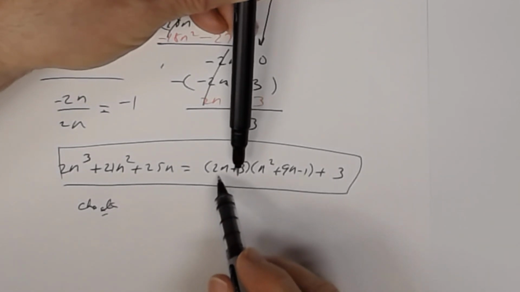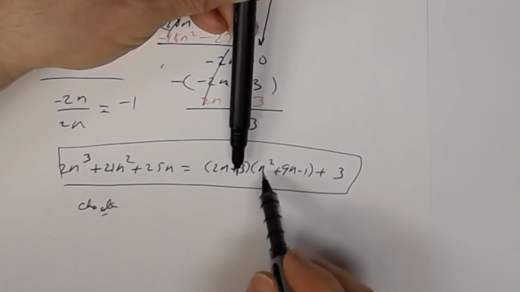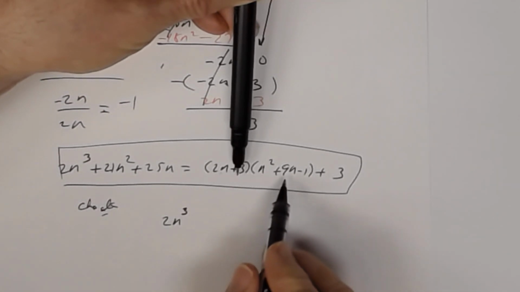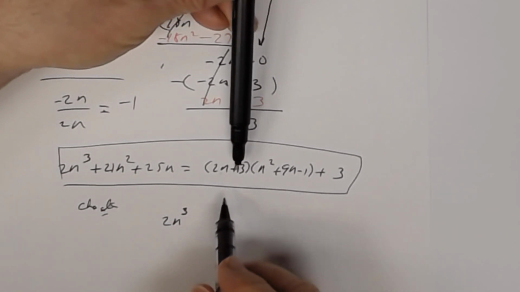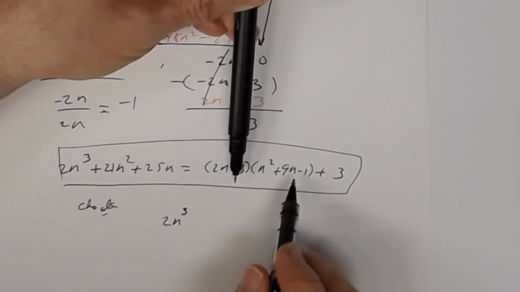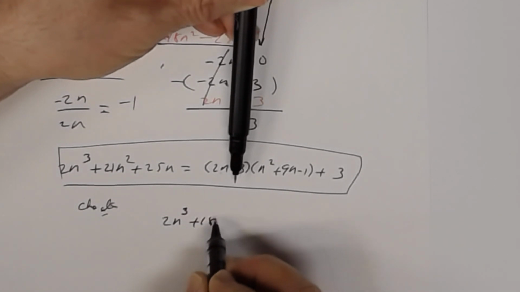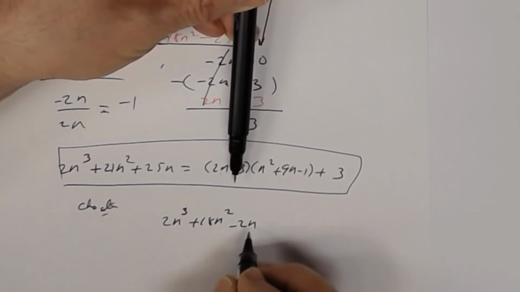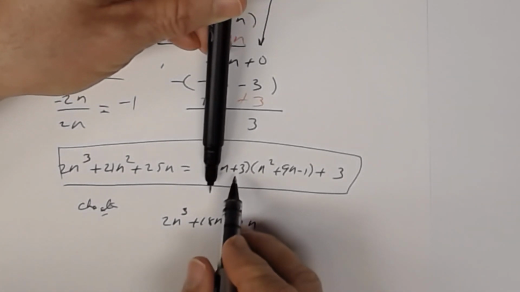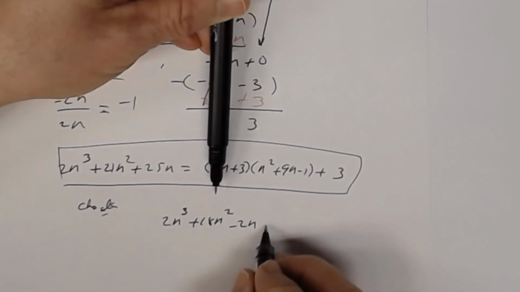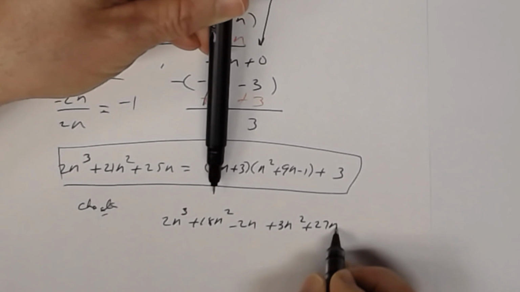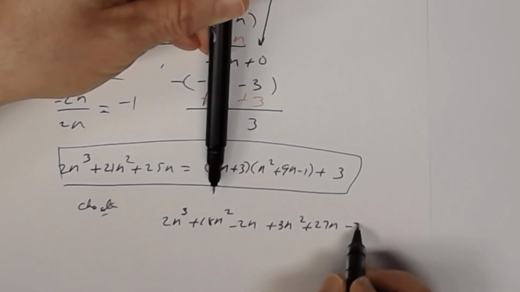So if you want to check it, you're going to say 2n times n squared is 2n cubed. 2n times 9n, see I'm covering this term here so you don't see it, is 18n squared. 2n times a negative 1 is a negative 2n. Now let's go to the next one. 3 times n squared is 3n squared. 3 times 9n is 27n. 3 times negative 1 is negative 3, and then plus 3.